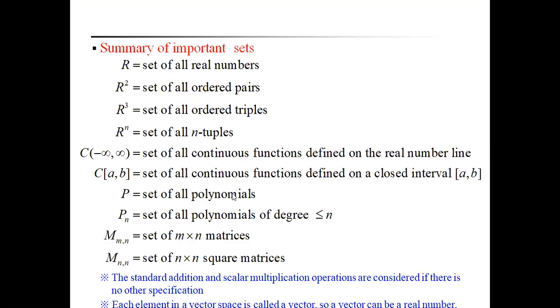P is the set of all polynomials. Pn is the set of all polynomials of degree less than or equal to n. Mmn means the set of m by n matrices. Mnn means the set of n by n square matrices. These are the notations you have to remember.